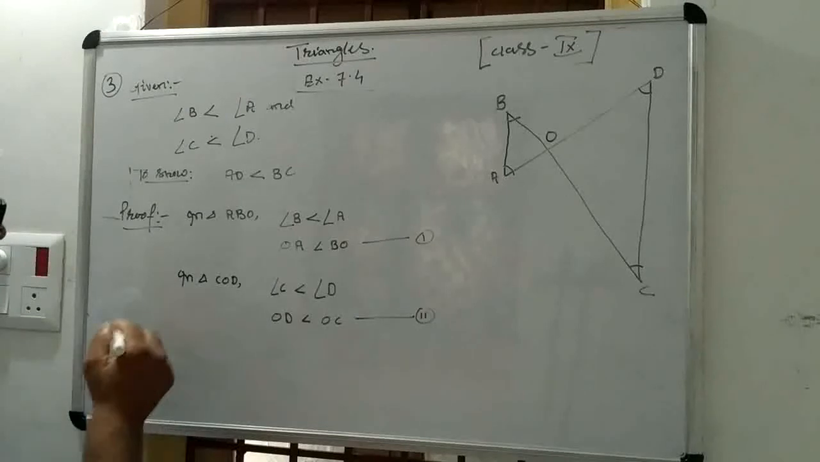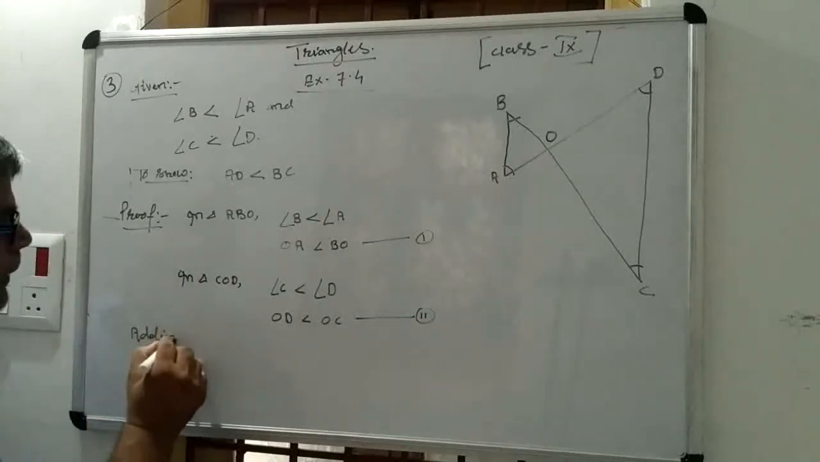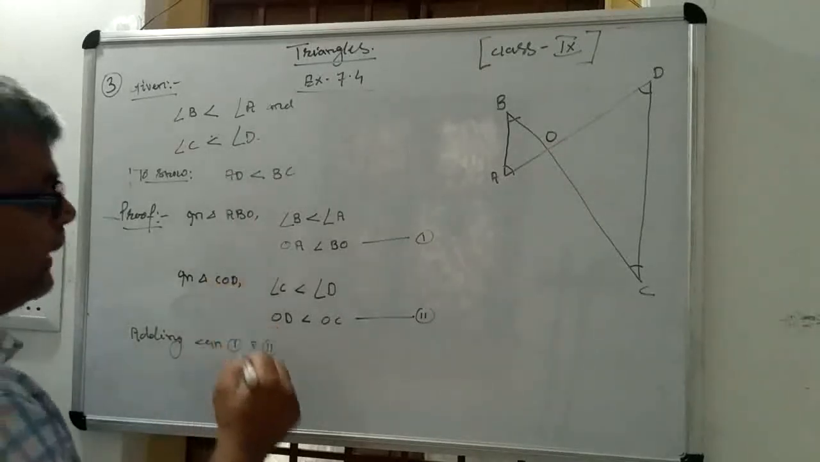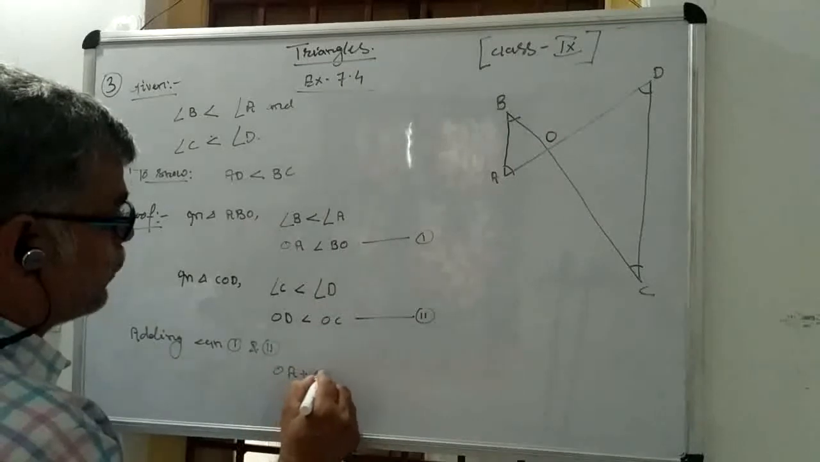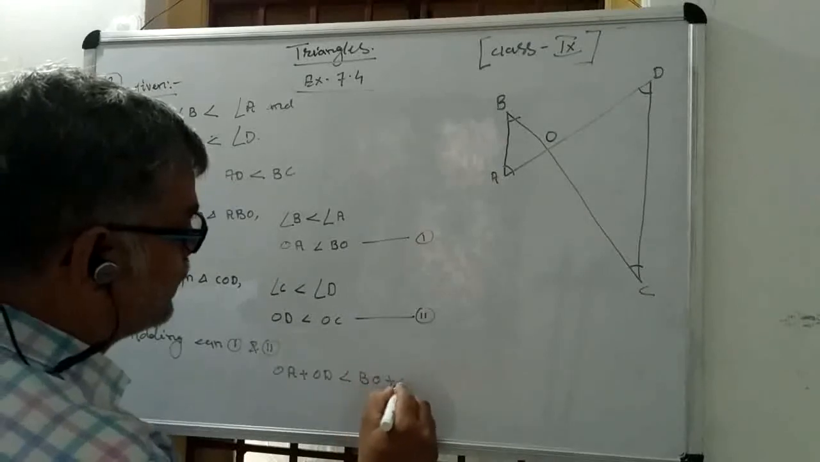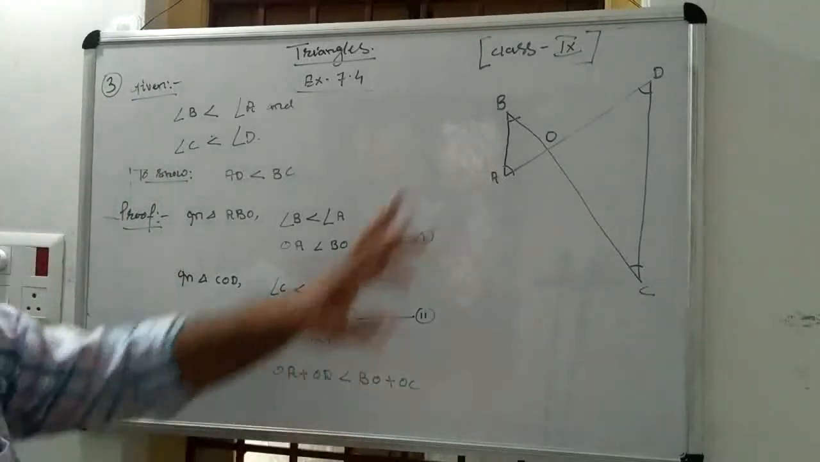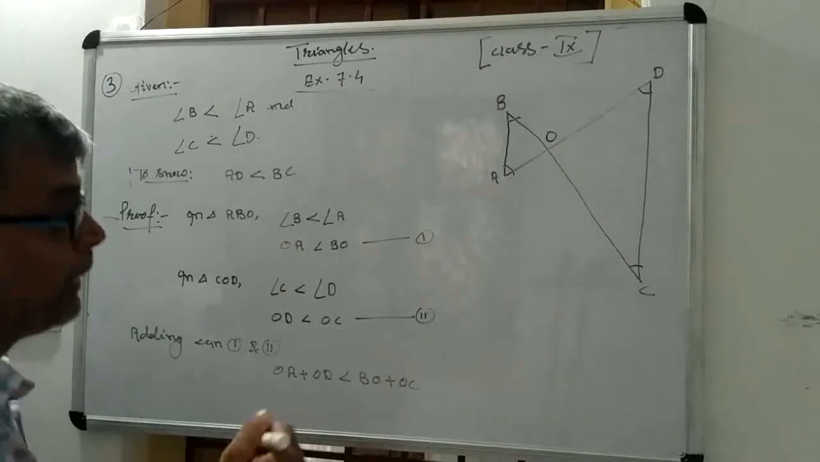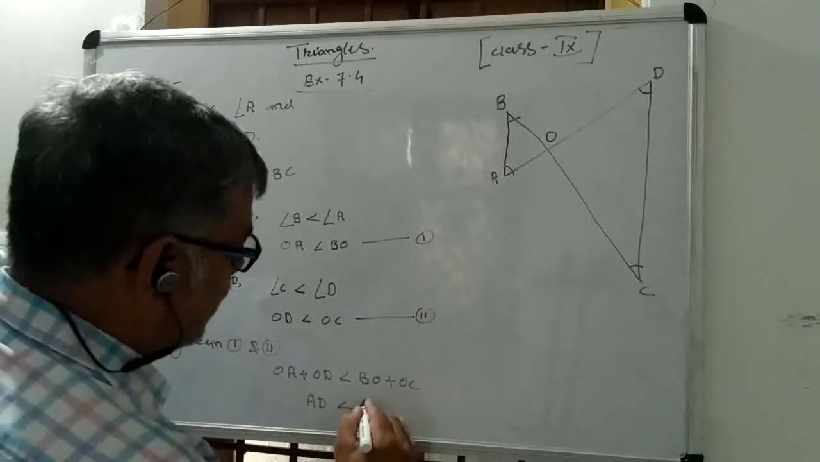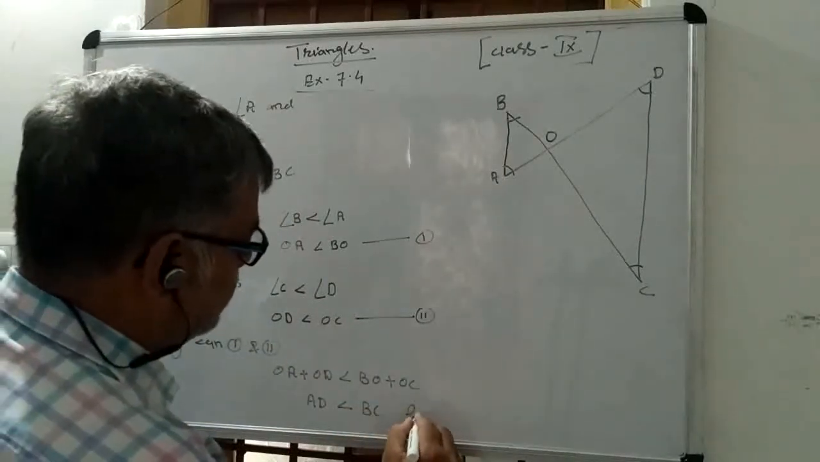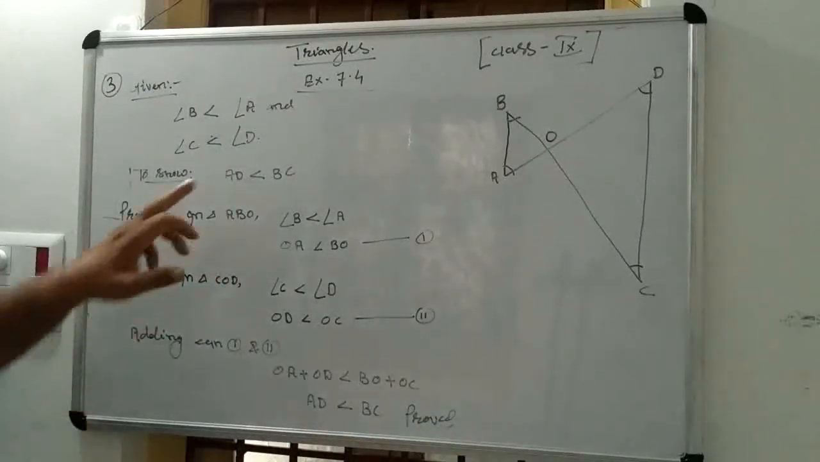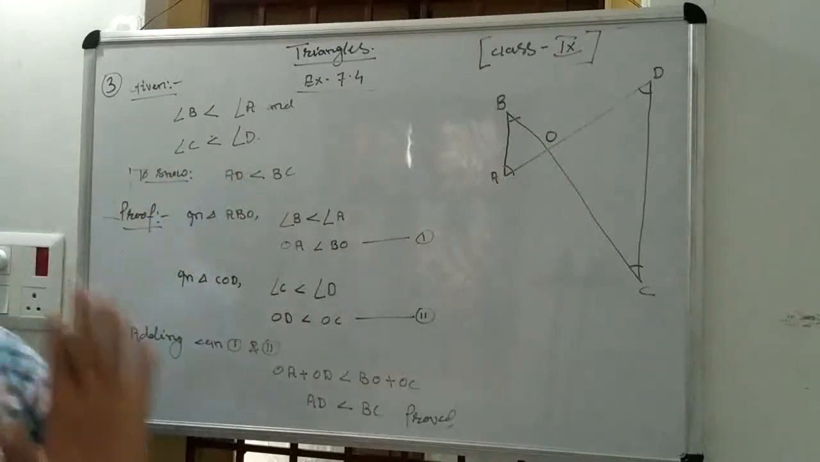Now, adding equation 1 and 2, we get OA plus OD is less than DO plus OC. So when you add, OA plus OD becomes AD, which is less than DO plus OC, that is BC. Hence proved. This is your required result which you were to show.